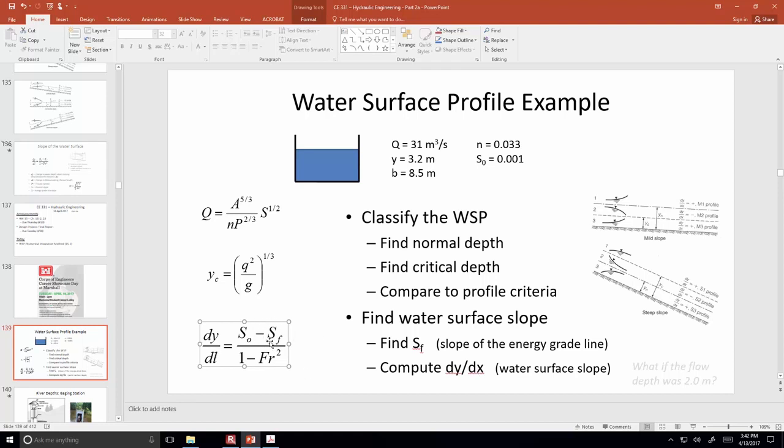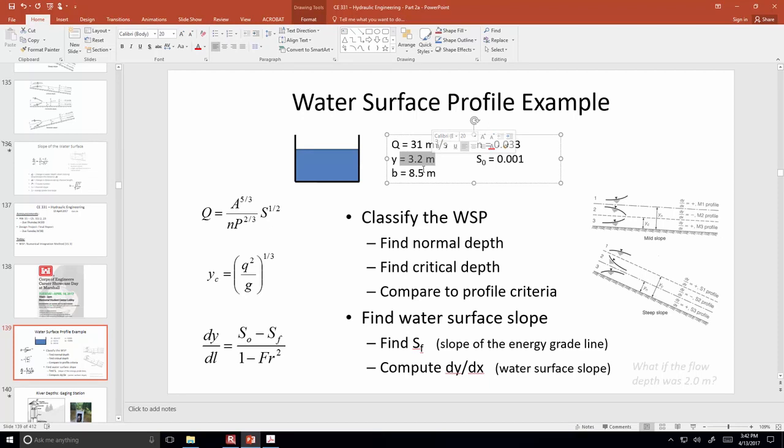For the slope of the energy grade line, S sub f, using Manning's equation, this time you're solving for S, and the depth that you're going to put in is the actual 3.2 meter depth. And so it's kind of a little bit different from what we're usually putting into Manning's equation.